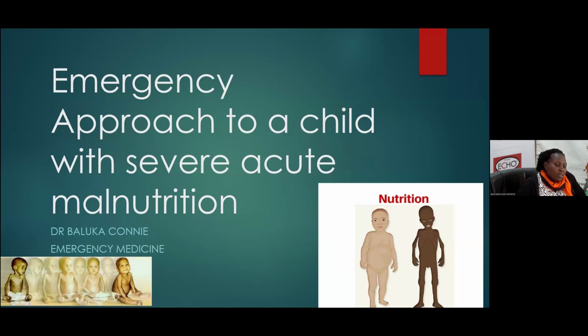I'm called Baluka Connie, and I'm going to basically look at the emergency approach to a child with severe acute malnutrition. As we go through the presentation, you'll realize there are certain aspects I have not touched, because by that time this child will be out of either acute care or an emergency department.